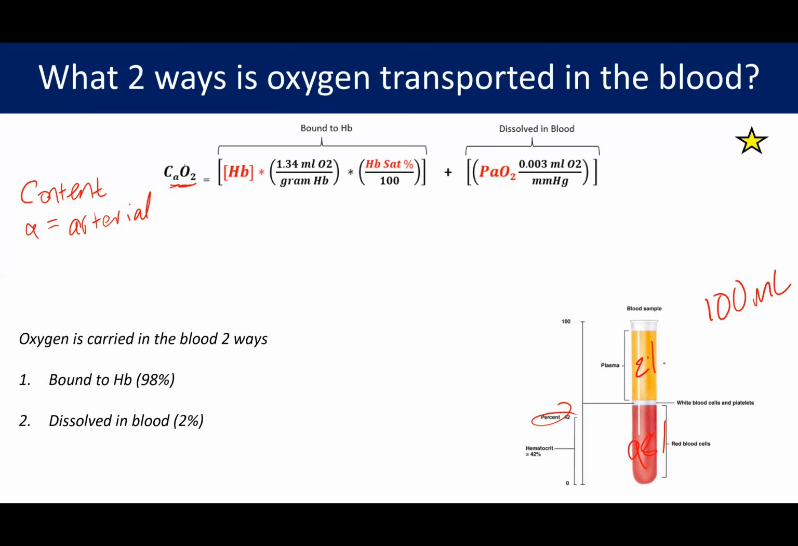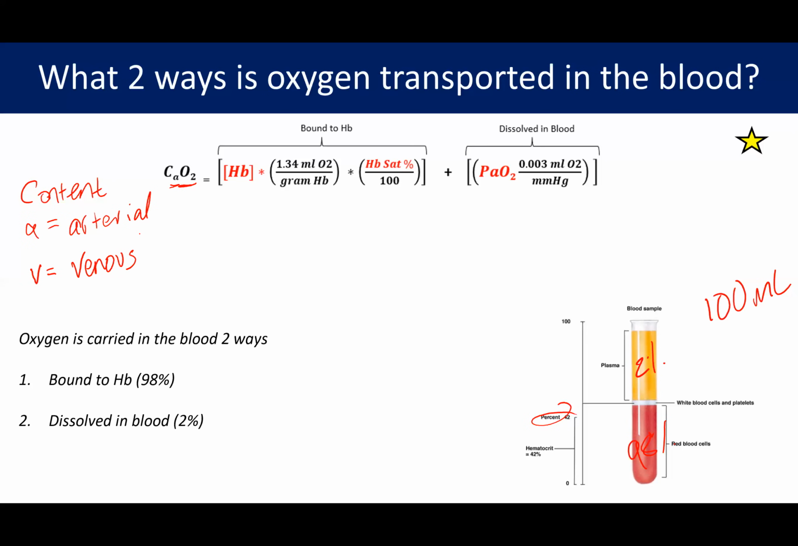Now we could do a very similar formula where instead of having little a's, we just have little v's. Lowercase v's is venous. And so the whole formula would be exactly the same. You just enter values obtained from venous blood. So let's focus on arterial blood now.